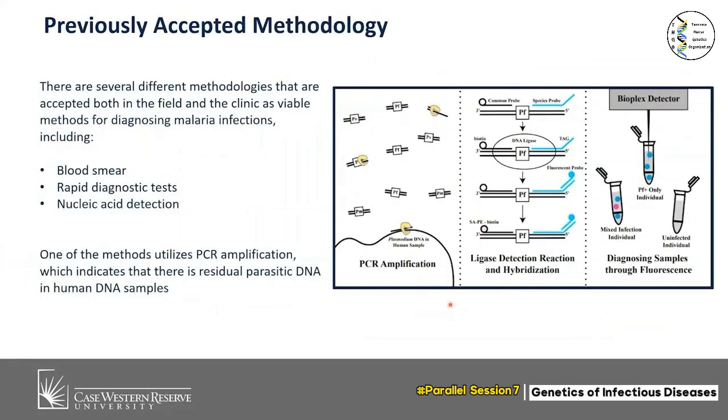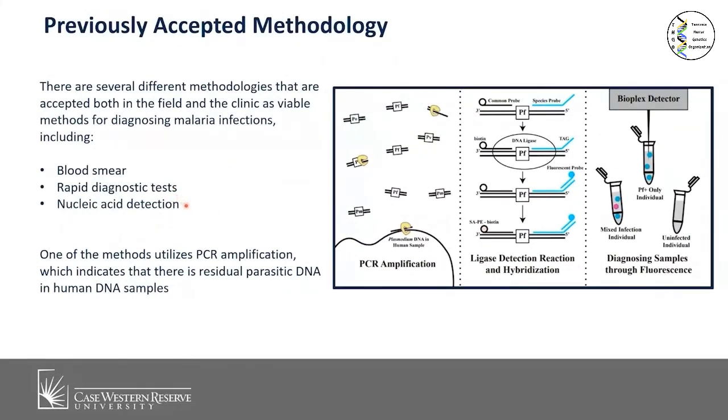Before we can get into the new methodology, we need to give a little acknowledgement to the old methodology and how it led me to begin to develop this new version. I do want to note that there are two different ways to talk about diagnostic or detection methodology: those used in the clinic versus those used in research. Even though all three of these are accepted as diagnostic methodologies, generally either blood smear or rapid diagnostic tests are used in the clinic, and research is more saved for nucleic acid detection.